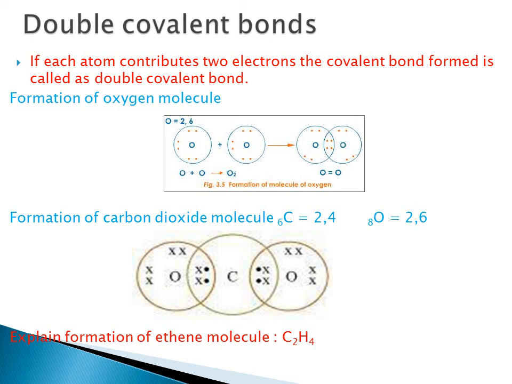One more example of double covalent bond is shown here, that is the ethene molecule. Ethene molecule is made up of carbon and hydrogen. But now the further explanation you will have to write down on your own, take a photo and send it here on Google Classroom for teachers' review.